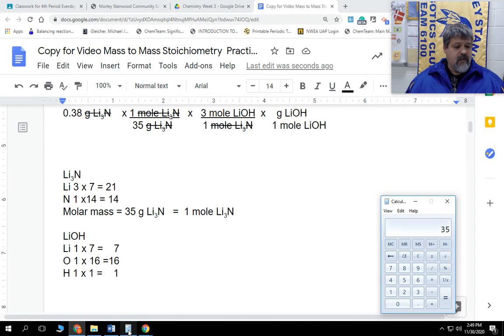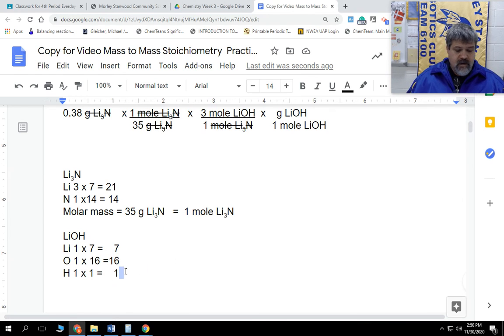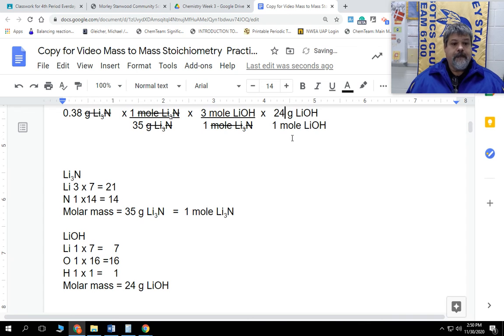So we're going to add those together. 7 plus 16 plus 1 equals 24. Let's do that again. 7 plus 16 plus 1 equals 24. So the molar mass is equal to 24 grams of lithium hydroxide. So where does this 24 go? Well, that 24 goes right there. So we're going to put 24 there.